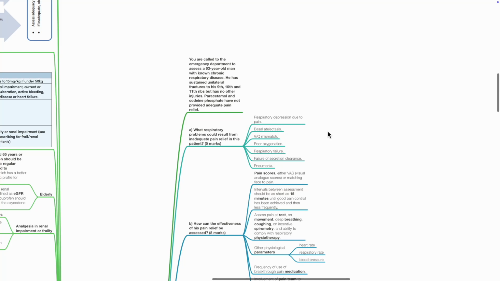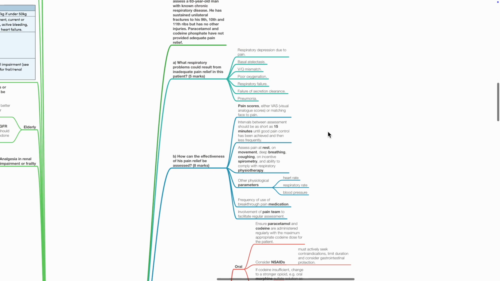A. What respiratory problems could result from inadequate pain relief in this patient? This includes respiratory depression, atelectasis, VQ mismatch, poor oxygenation, respiratory failure, failure of secretion clearance and pneumonia.